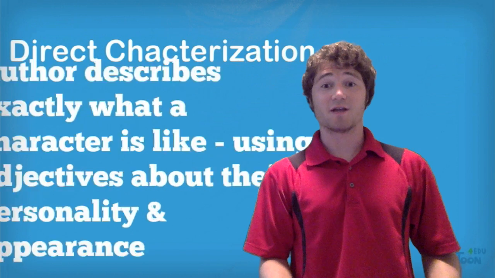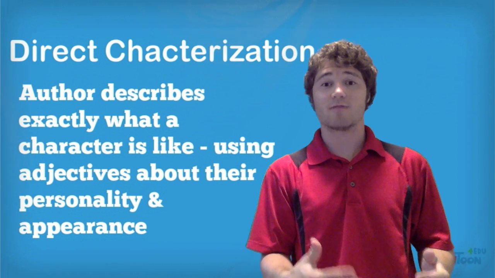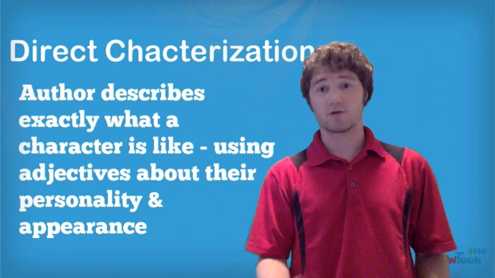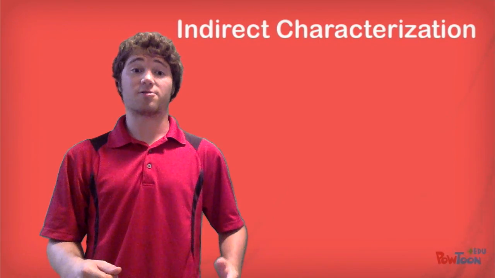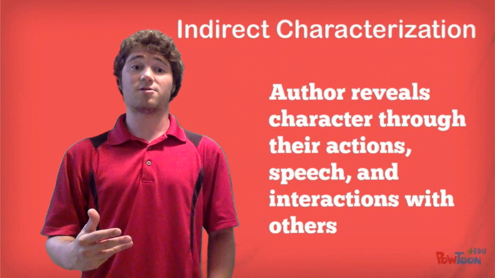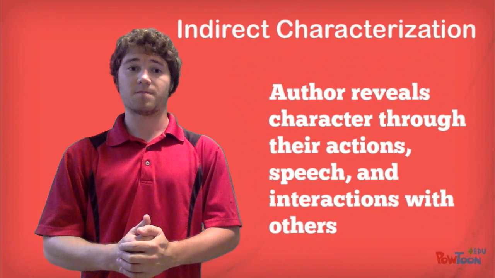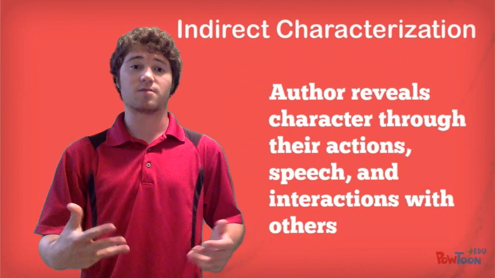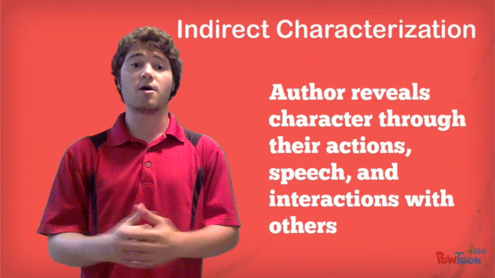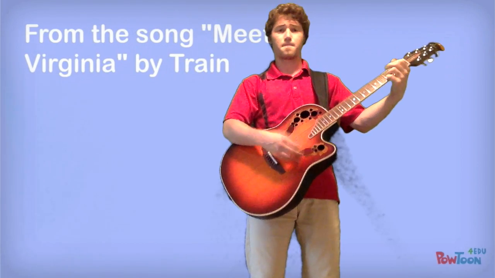Direct characterization is when the author tells you exactly what a character is like. They use a lot of adjectives and give you a pretty clear description of the character, their personality, and their physical appearance. With indirect characterization, the author reveals the character through their actions, their speech, and their interactions with other characters. They don't come out and flat out tell you what the character is like. You have to make assumptions based on what the character does and says to determine what kind of person you think the character is. See if you can distinguish between the direct and indirect characterization in this song.